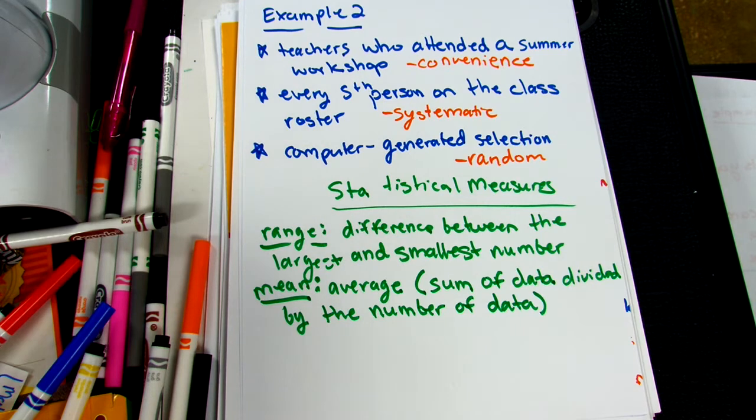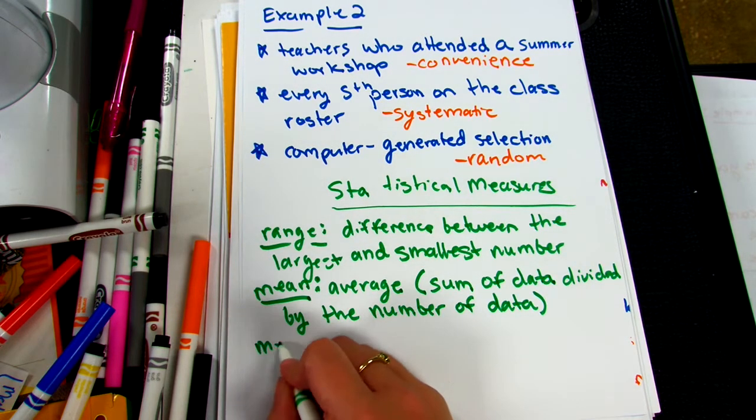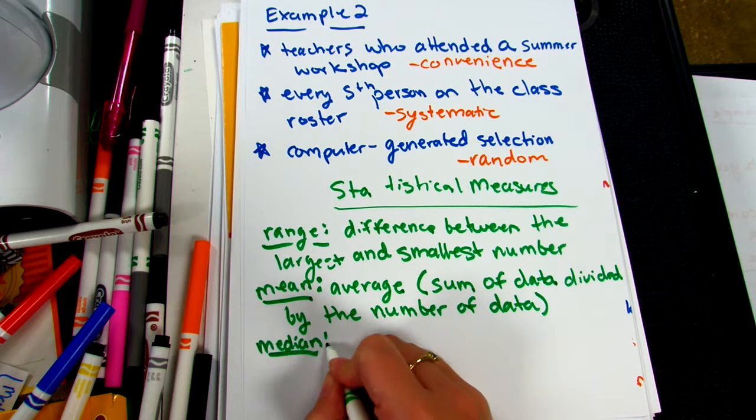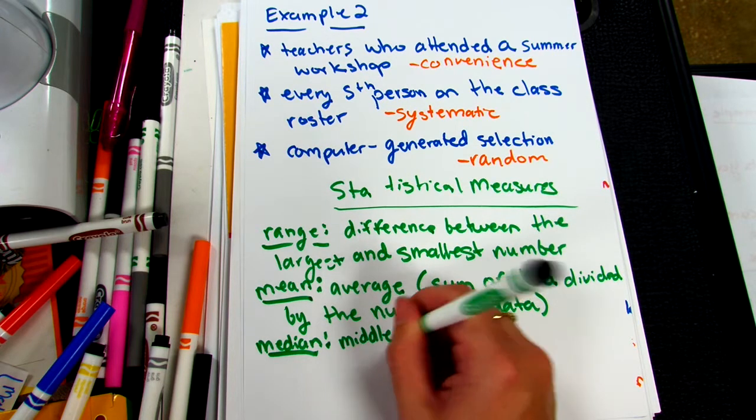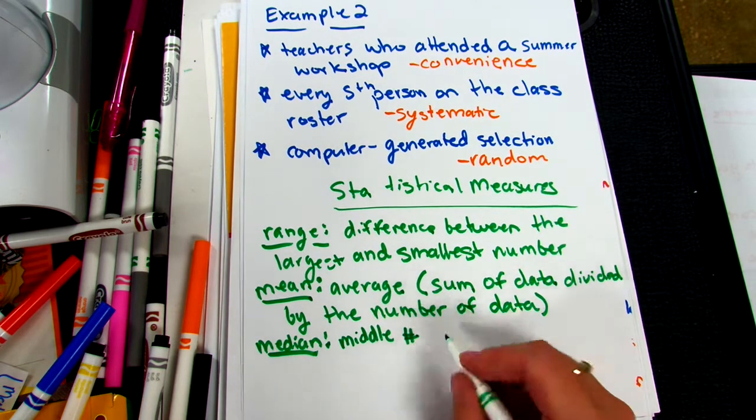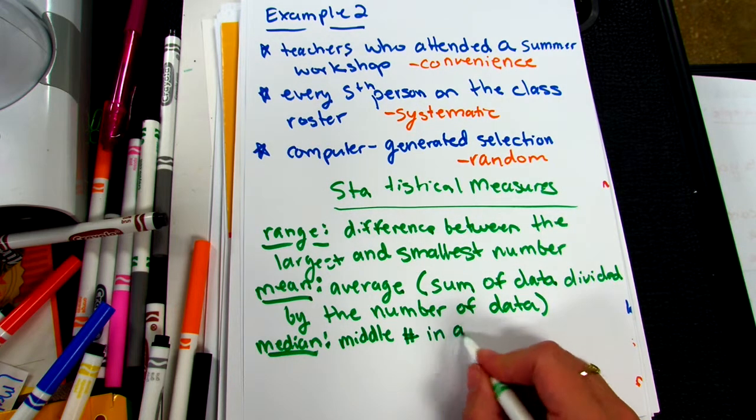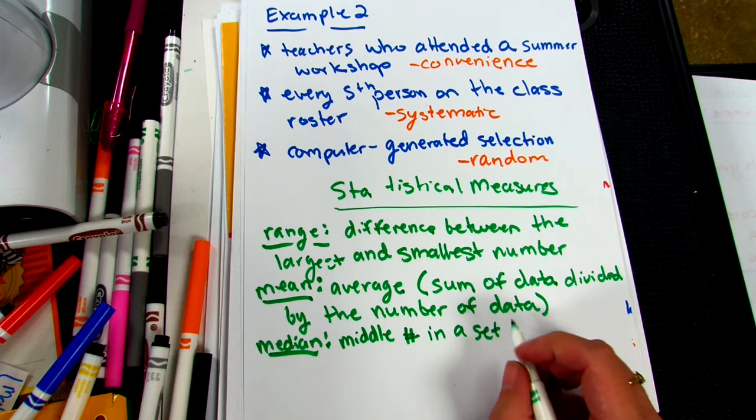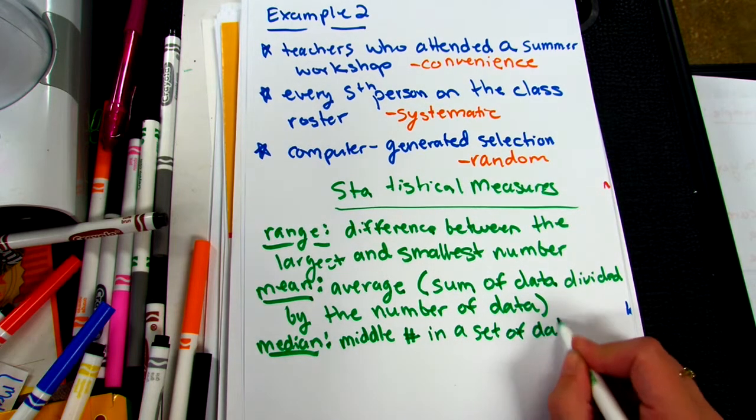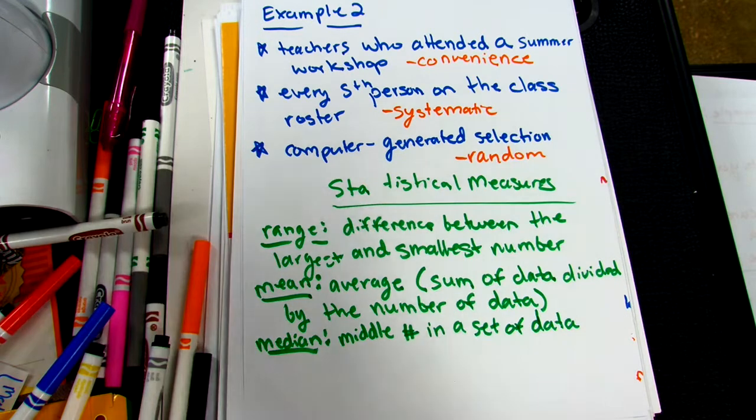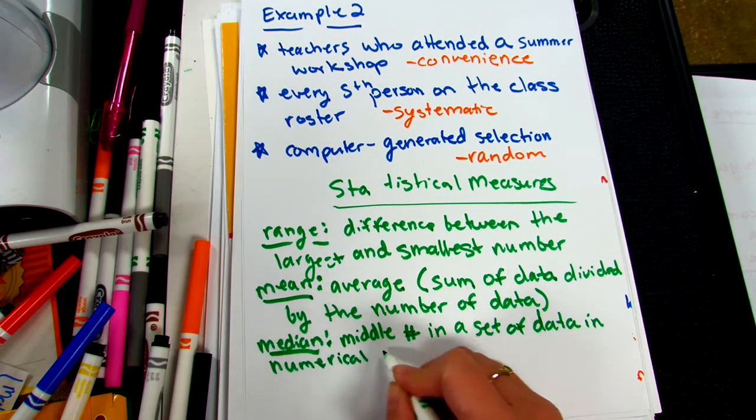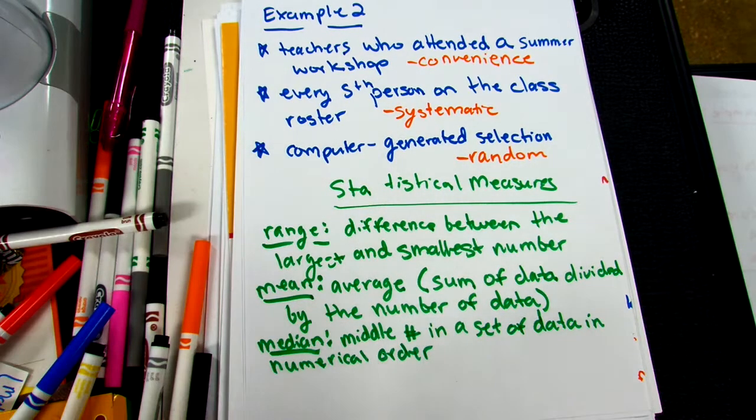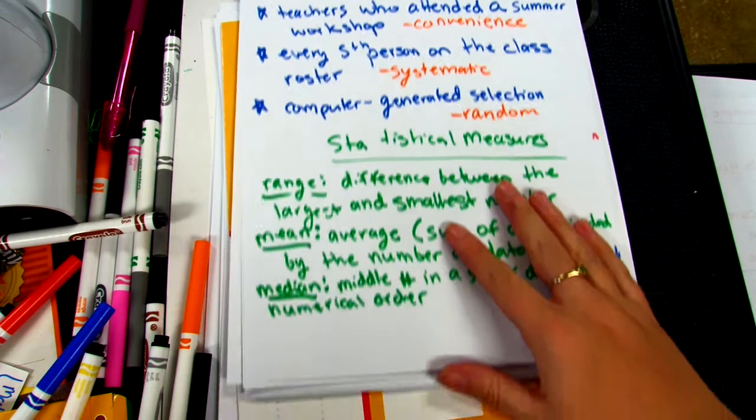All right, the next type of statistical measure is median. And your median is the middle number in a set of data that's arranged numerically. So you have to put all the numbers in numeric order, and then the number right in the middle is your median. Okay, what if there are 2 numbers that are in the middle? Well, then you have to take the average.